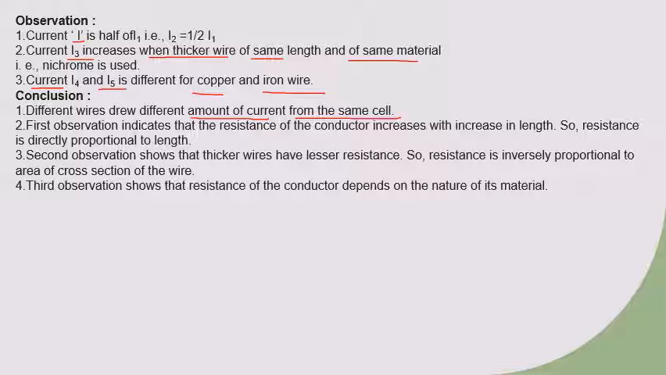First observation indicates that the resistance of the conductor increases with increase in length, so the resistance is directly proportional to length. Second observation shows that the thicker wire has less resistance, so the resistance is inversely proportional to the area of cross section. Third observation shows that the resistance of the conductor depends upon the nature of the material. So this is an experiment which shows how the resistance depends upon the nature of the material, the length of the wire, and the cross section of the wire.